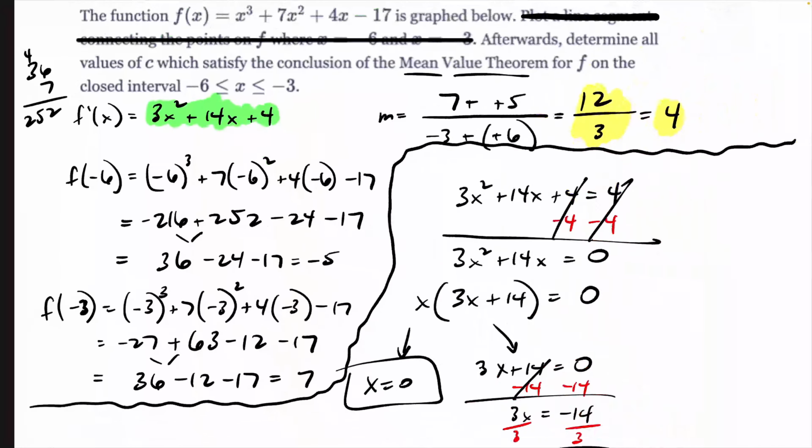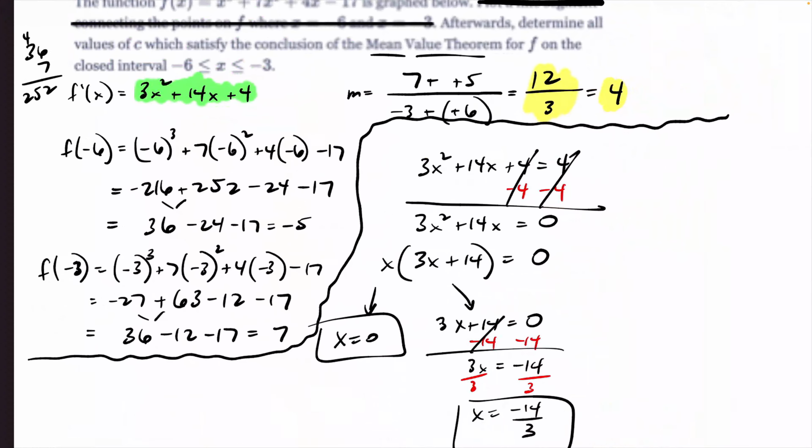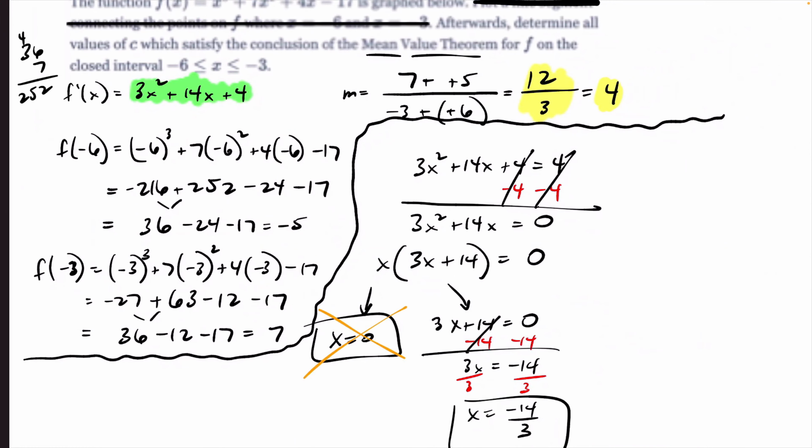These are multiple choice questions waiting to happen, because they always do this. They'll give you this problem. A will be both of them, 0 and negative 14/3. B will be just 0. C will be negative 14/3. D will be none. So you've got to know, is it both? Is it one? Is it none? So 0 doesn't work. 0 does not work.